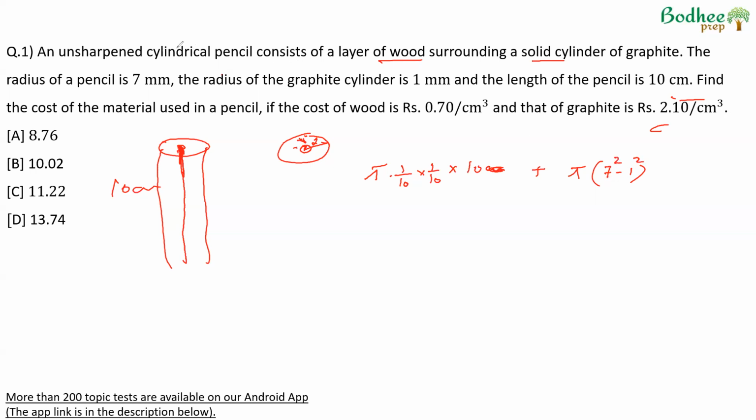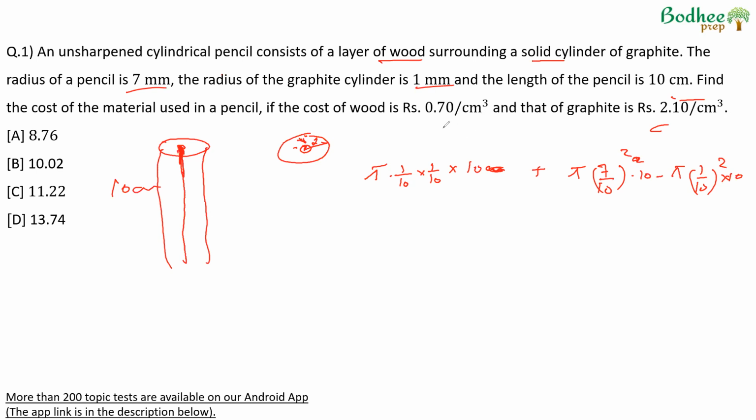Or if we write it separately, we'll say the overall volume is pi R square, 7 by 10 square, into 10 minus the volume of graphite, which is pi 1 by 10 square into 10. We have 10 because the radiuses were in mm, so we convert it to centimeters. The length is in centimeters.